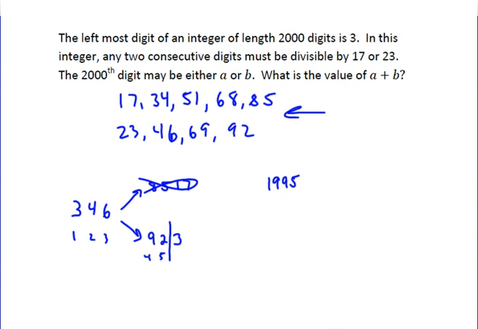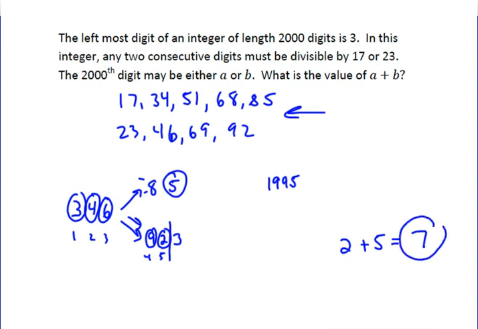But the 1996th is 3, 97th is 4, 98th is 6. If we went this direction, the 99th is 9, and the 2000th is 2. So that definitely 2 is a possibility. But it turns out that in this last little stretch, it's okay to do the 8, 5, because we never get to the 7, which is our problem. And so 5 is a possibility as well. So our two possible ending points are 2 and 5, which have a sum of 7.